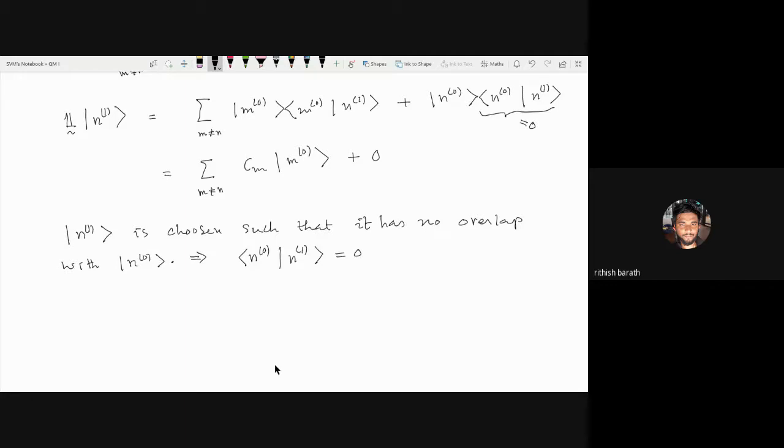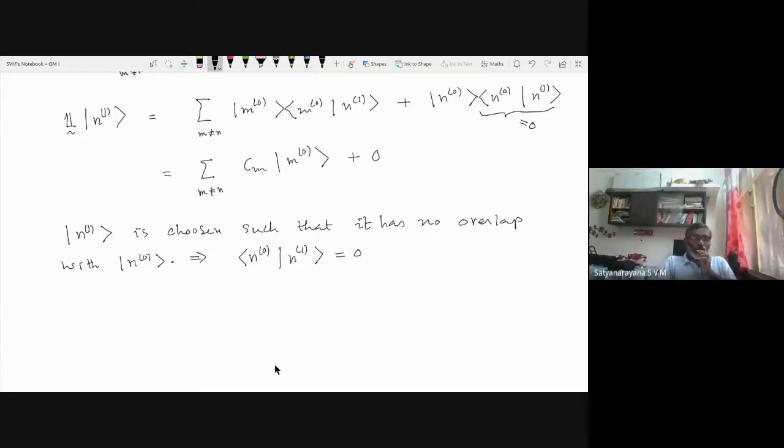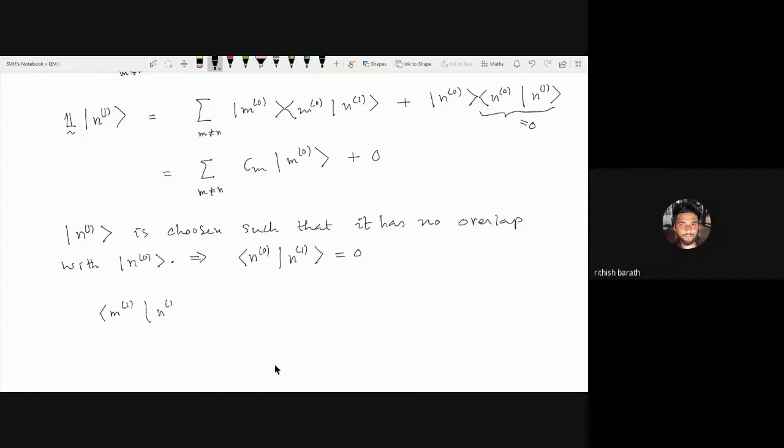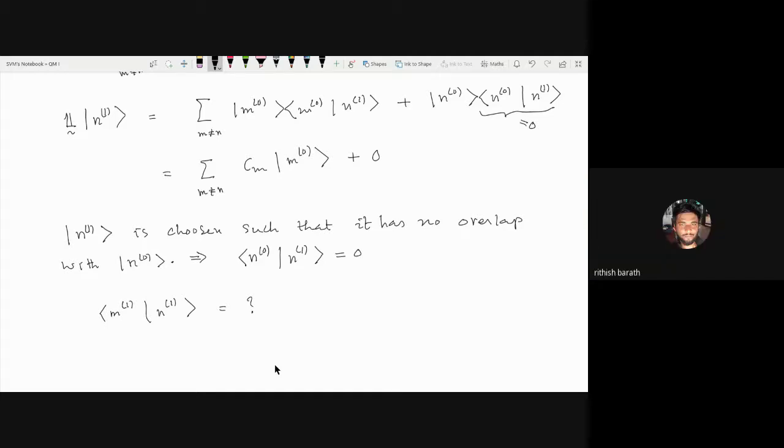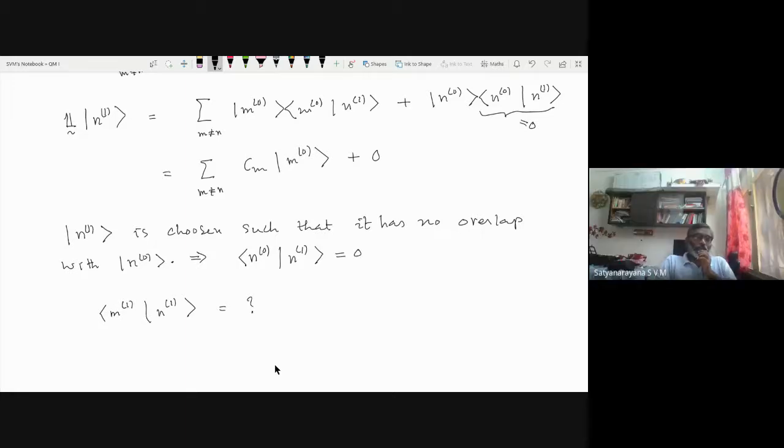So if I understand what you're asking, suppose I take m1 and n1, won't they be orthogonal? Okay, there is no reason to say that they have to be orthogonal, because they are not eigenstates of any Hermitian operators. Correct? So I don't know really whether they are orthogonal or not. They need not be, because they are not eigenstates of any Hermitian operator.